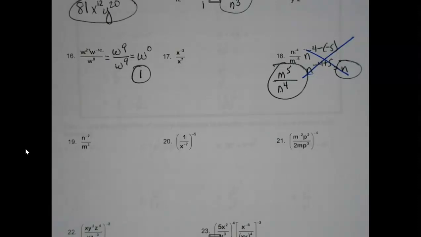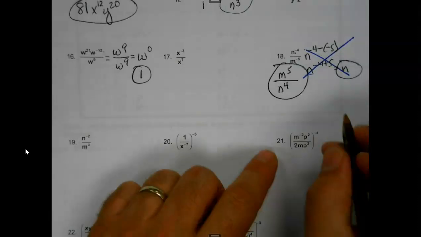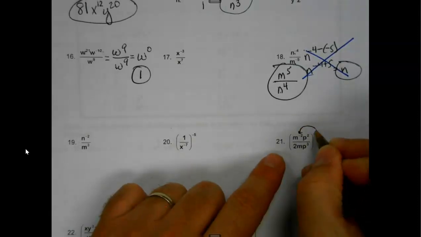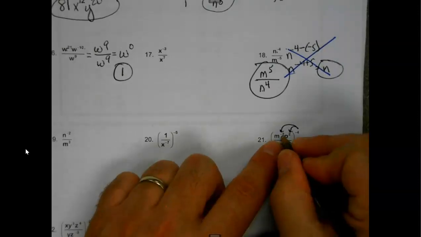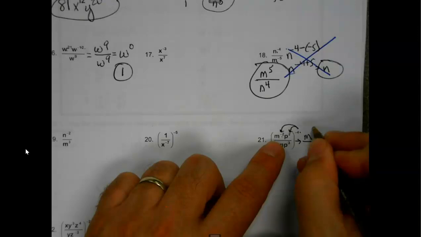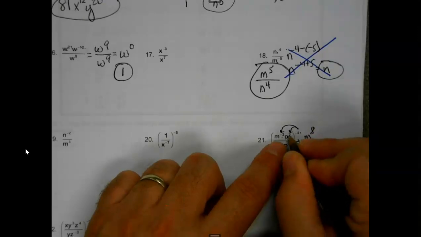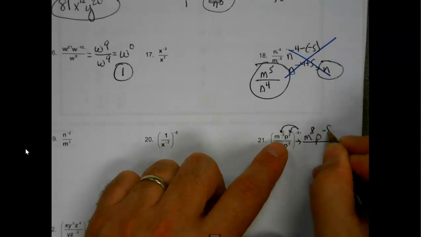I get coefficients and those. Yeah, this is cool. Let's do this. All right, let's start with the numerator. Negative times negative is positive. Positive times negative is negative.